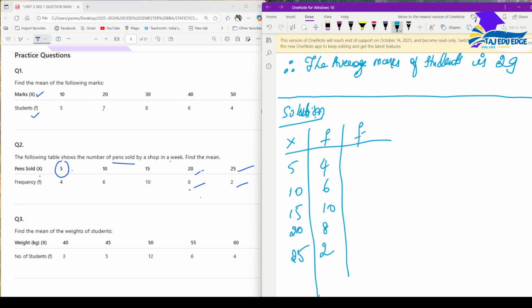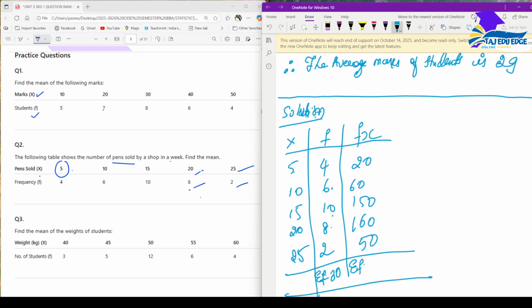In the fx column, 5 fours are 20, 10 sixes are 60, 15 tens are 150, 20 eights are 160, 25 into 2 is 50. Now we need a total row here. Summation of f is 4 plus 6 is 10, 10 plus 10 is 20, 20 plus 8 is 28, plus 2 is 30. Summation of f is 30.